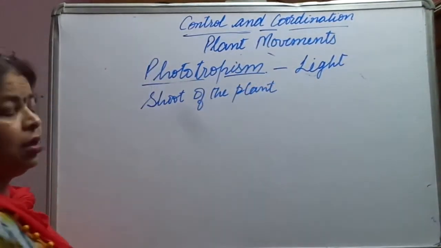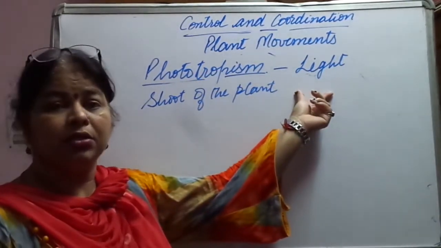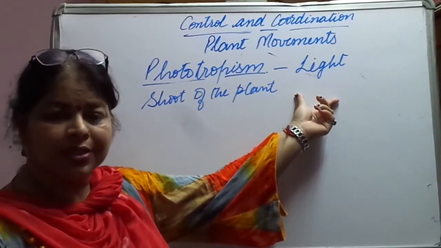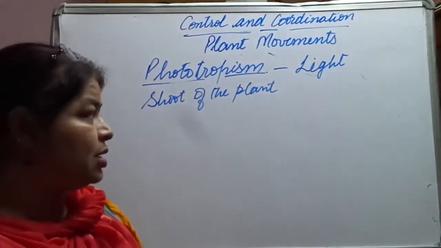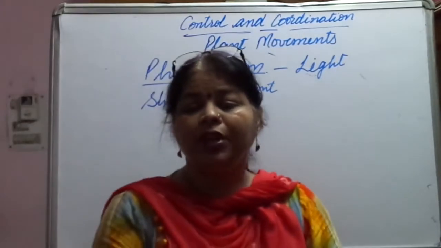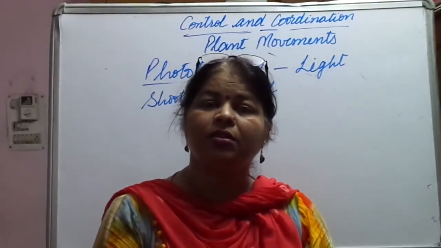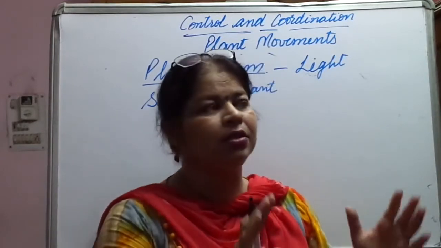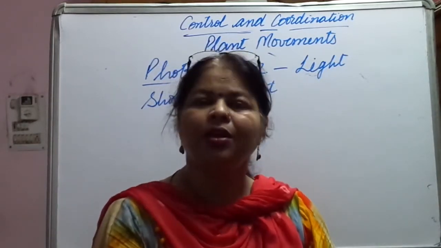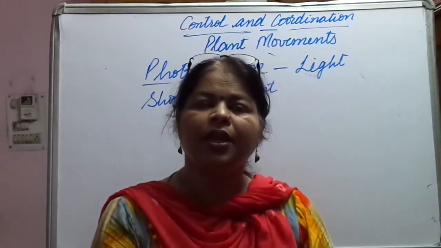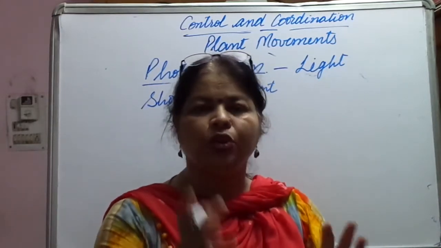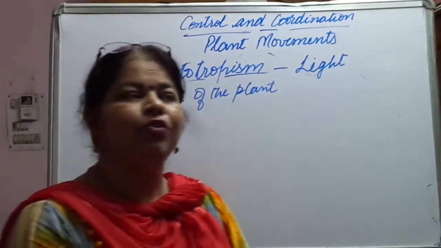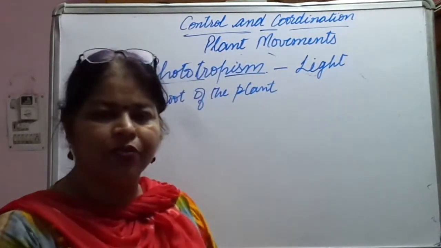is dependent on light for the growth. Okay, there is an activity in your NCERT book also. For example, let us take a potted plant that is kept in a dark room. In the dark room it is growing, but after some days, when it is showing growth, we open the window and sunlight comes from there.